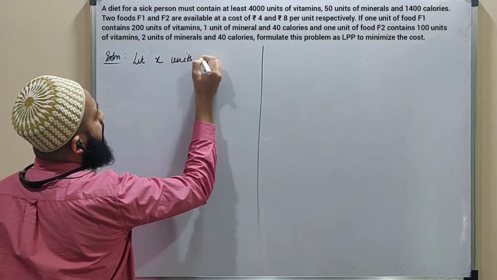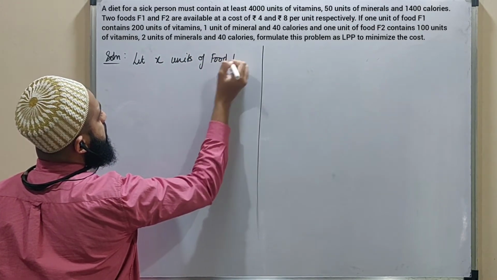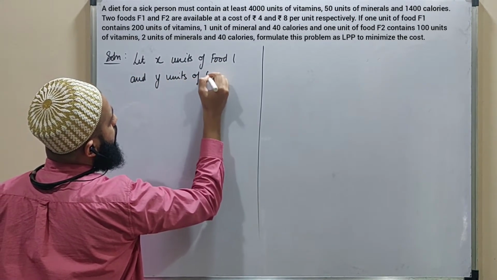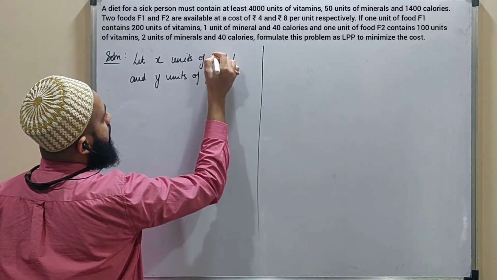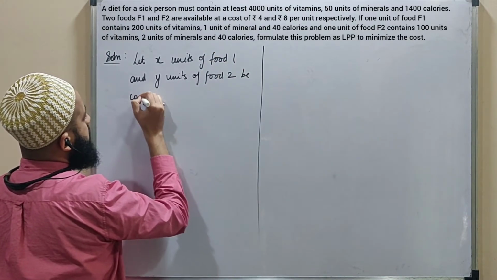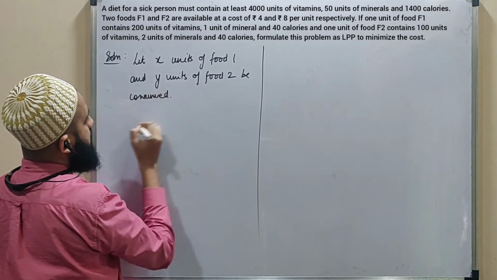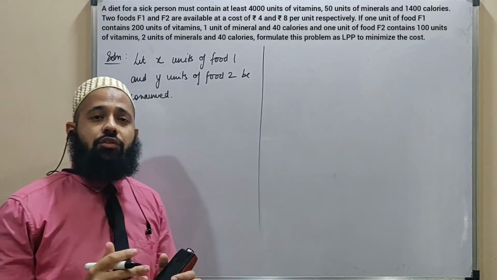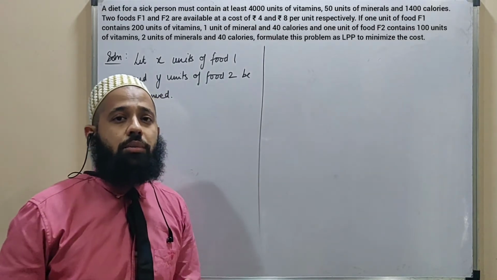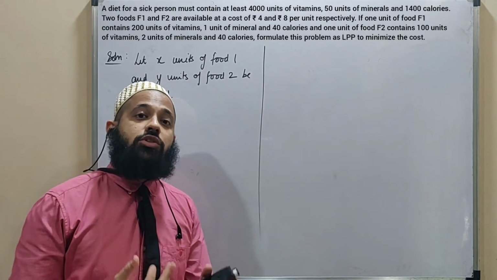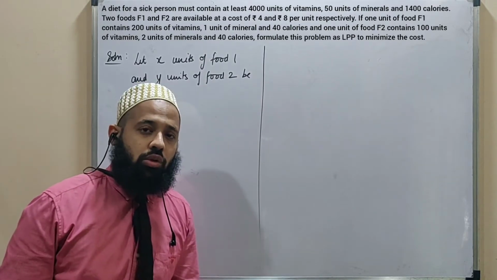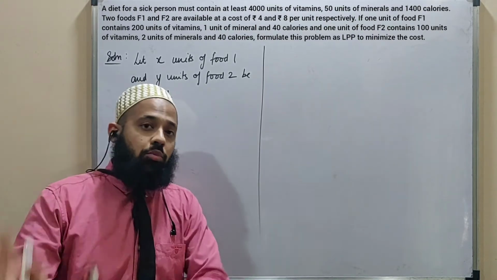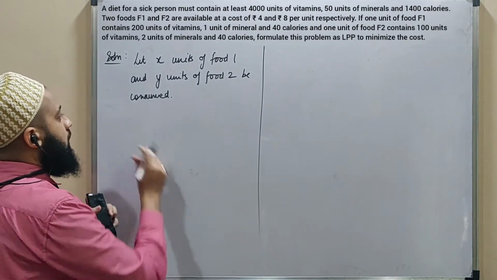let X units of food 1 and Y units of food 2 be consumed. Right? So as initially decided, we'll begin with always X and Y. I identify that when you go to the market, you're not going to purchase vitamins, minerals and calories. You are going to actually purchase the food that contains these nutrients. So you have to decide for yourself as to how many packets of F1 and how many packets of F2 you're going to purchase, right? So that's what is written here.